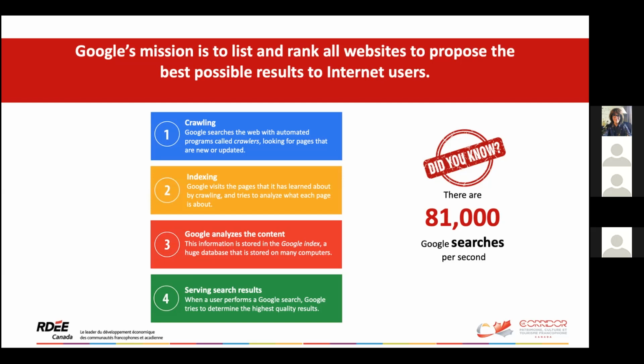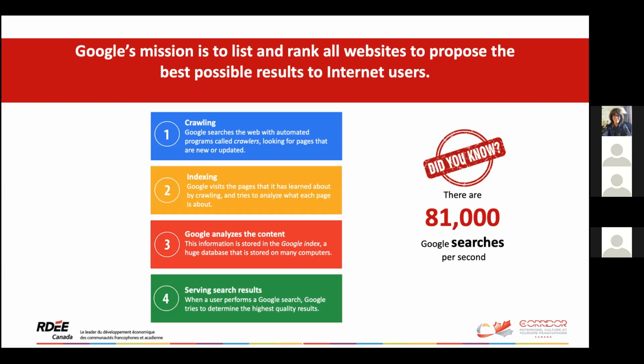To do that, they have about 200 parameters that they use. So there are 200 things that they look for. Of course, we're not going to work on all of them today, but we're going to especially work on the content and what it can do to help you. And after that, that's when they serve search results. So the user types a query and then Google puts forth what it finds according to the research of your potential customer.